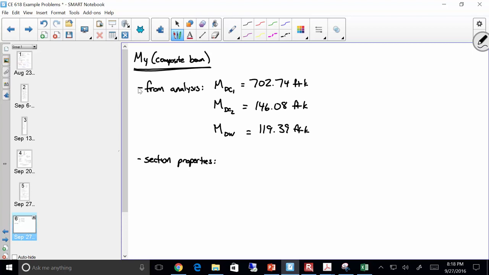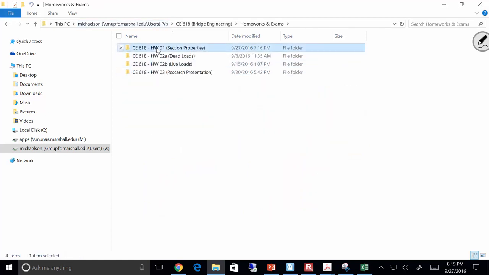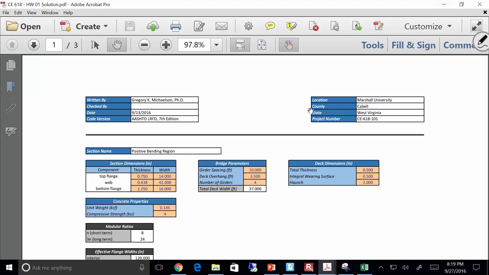So I'm going to say section properties. Okay. All right. Now, while you all are writing that, let me find homework 1. Okay. See, here's my spreadsheet for the section properties. I'm in positive bending, right? Now, jog my memory. Were we looking at an interior girder or an exterior girder? Make sure y'all were paying attention. This whole, the MP and the MY, were we looking at an interior or an exterior? Exterior, because the effective flange width was shorter, right?